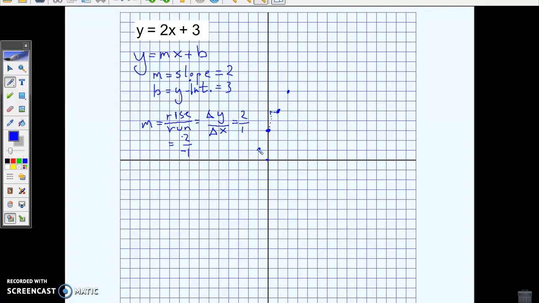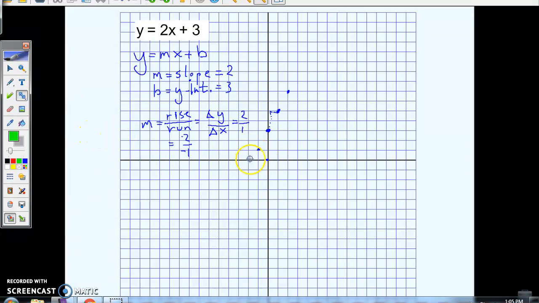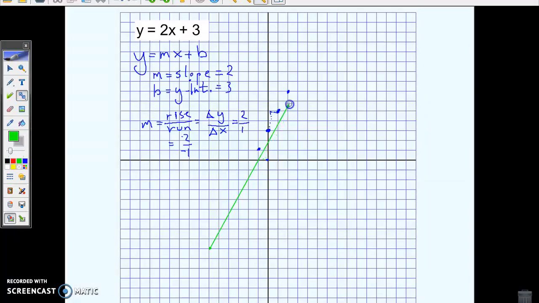And then we can use our nifty line drawing tool, which you all have clearly embedded in your pencils. I'm going to use the arrow both one. And I can draw a nice green line straight through the points that I've graphed. And that's your line. That line is the relationship y equals 2x plus 3. Right there. Okay, that's one of them.